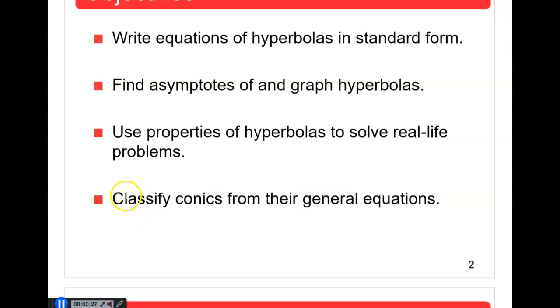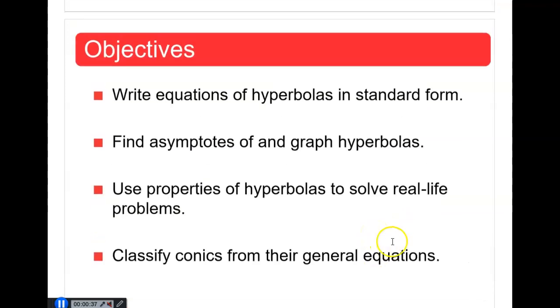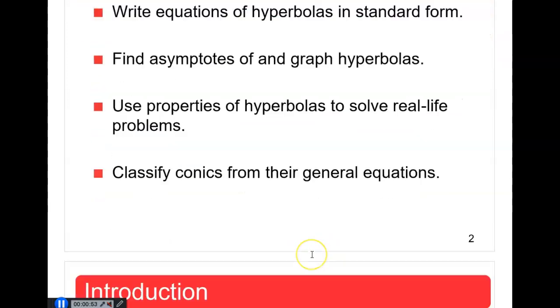And at the end, we are going to go over how to classify conics from their general equation. So remember, for every conic that we have discussed, we have gone over the standard form. And so at the end of this section, we will summarize those with their general form, including the circle.